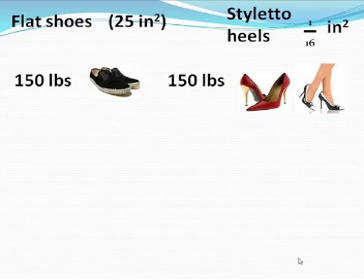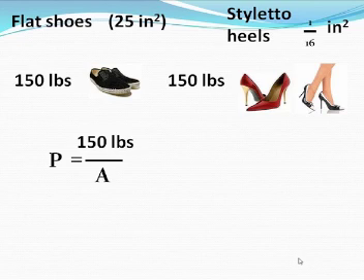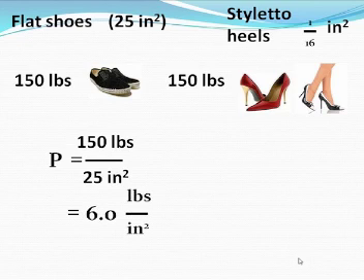The illustration I gave last year, I think, is quite good. Somebody's 150 pounds in flat shoes. Well, their pressure is the 150 divided by the area. They are exerting, look at this, when I divide it out, only 6 pounds per every square inch. That's all, not very much because it's spread out over the flat shoes.